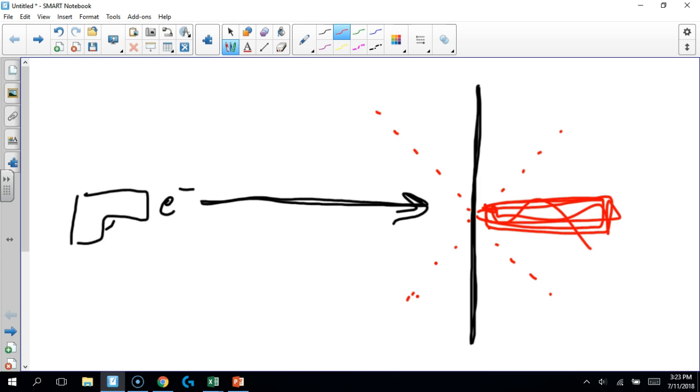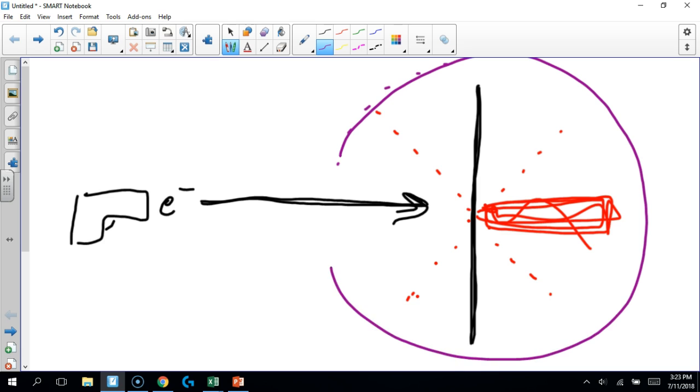And we knew this because around the gold foil was a detector that would detect the rays coming out of the gun. And so we saw that all around there was stuff, but most of the energy went right through the gold foil. So what did that mean?